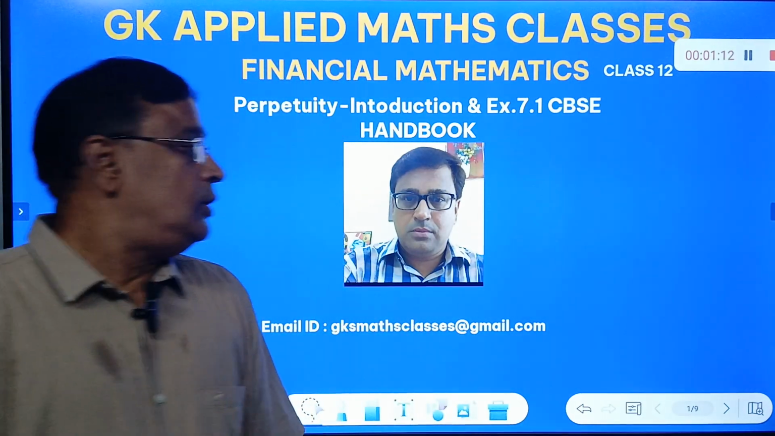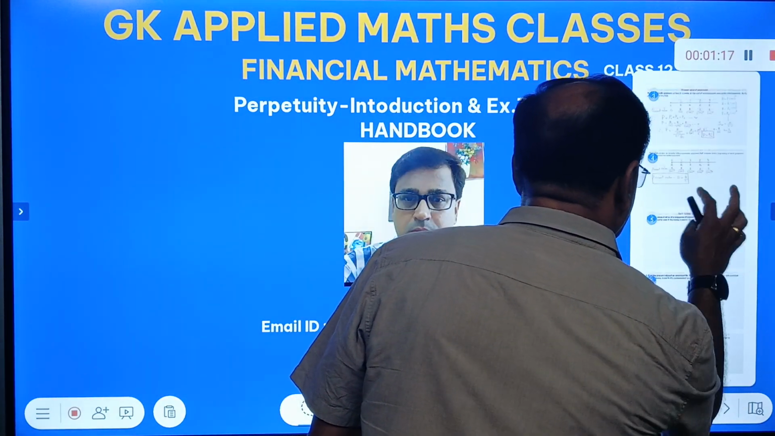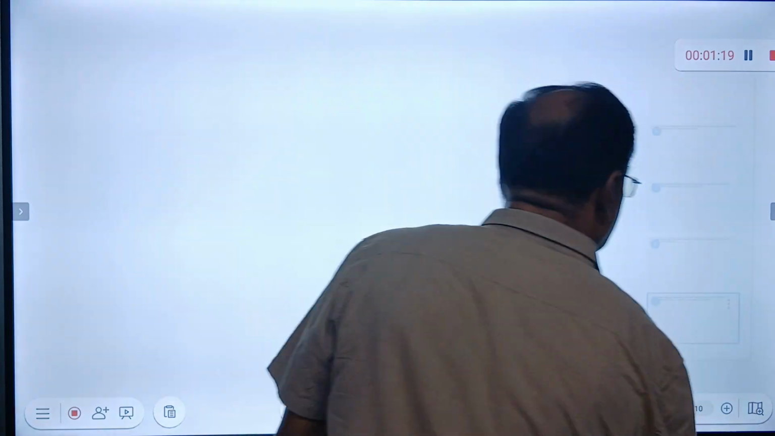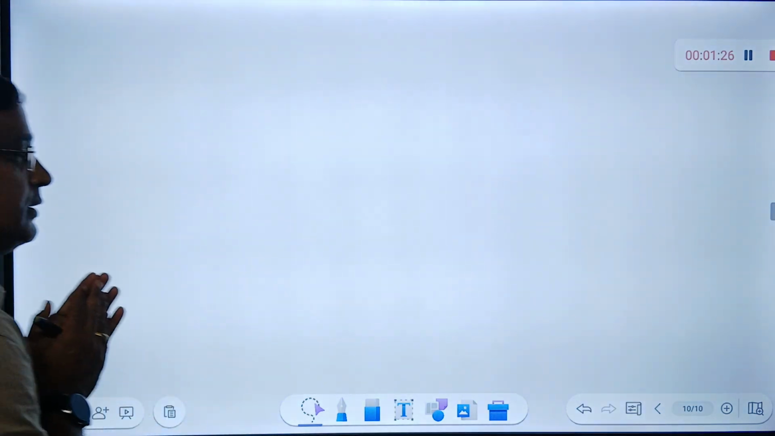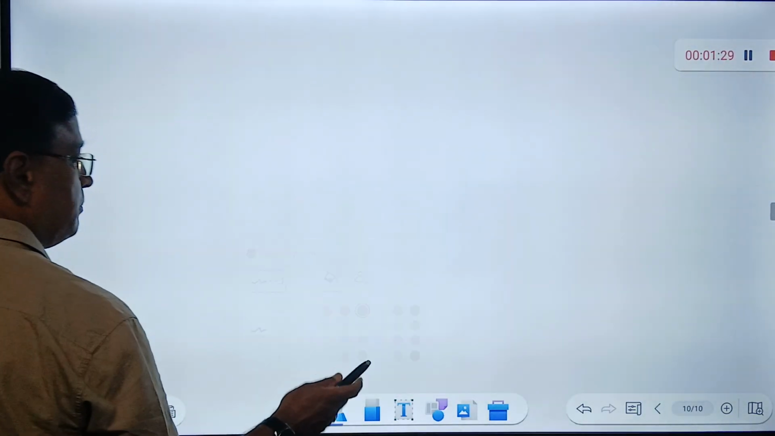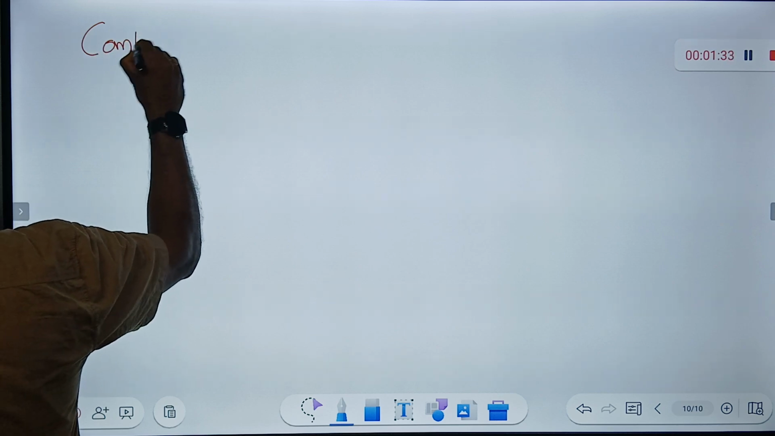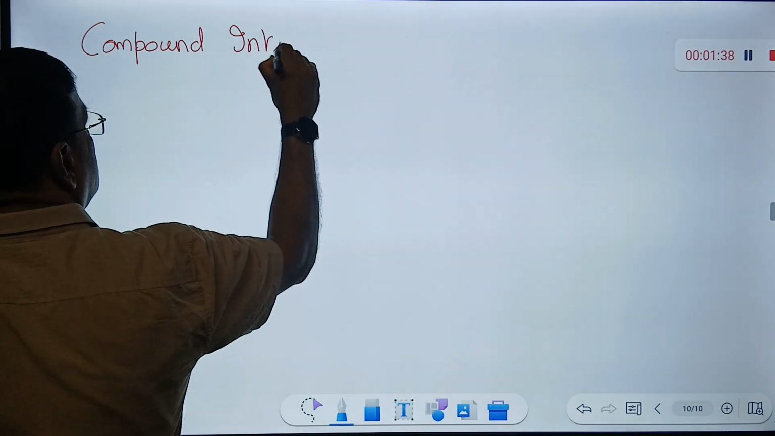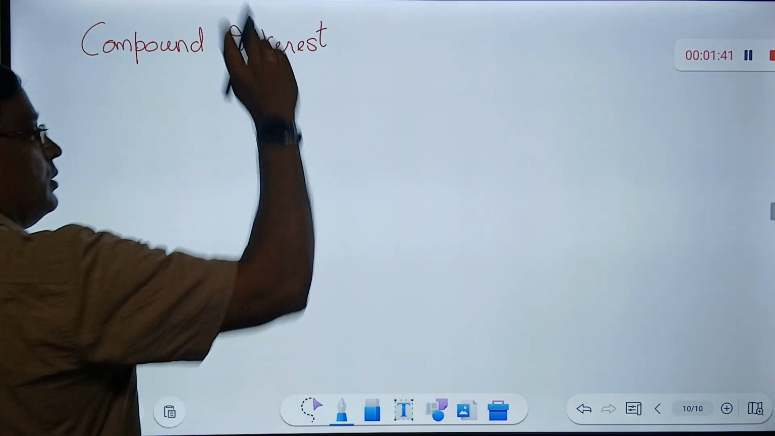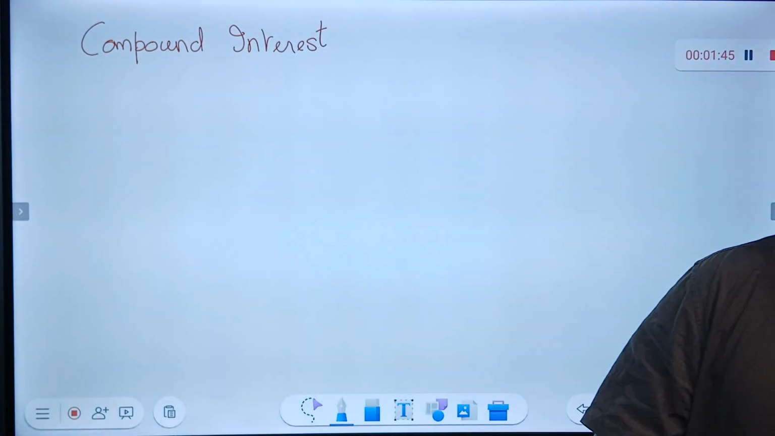Now, perpetuity. Before I enter into perpetuity, I want to talk to you about this particular thing called compound interest. Everything begins with compound interest. The entire chapter of financial mathematics revolves around compound interest.